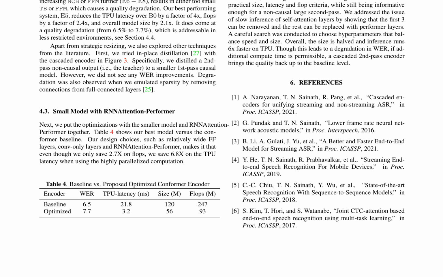The paper concludes by summarizing the key contributions, including the design of a causal, streaming conformer that meets practical constraints and the use of a cascaded encoder to unify streaming and non-streaming ASR. The authors also provide a list of future research directions, including further exploration of the trade-off between model size and performance, and the potential application of the proposed techniques to other NLP tasks.